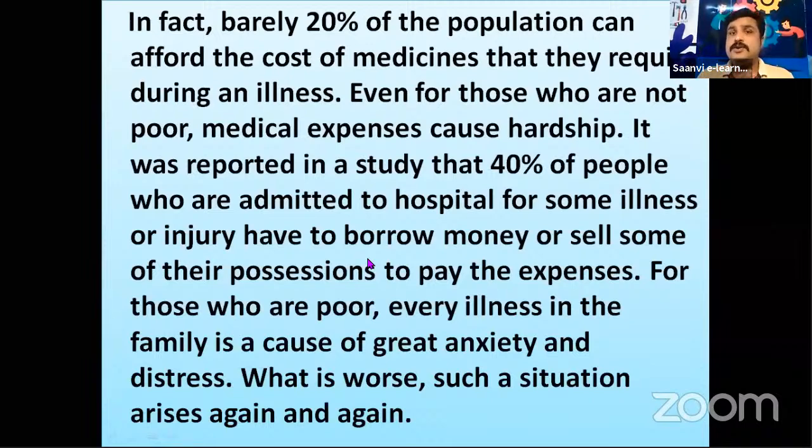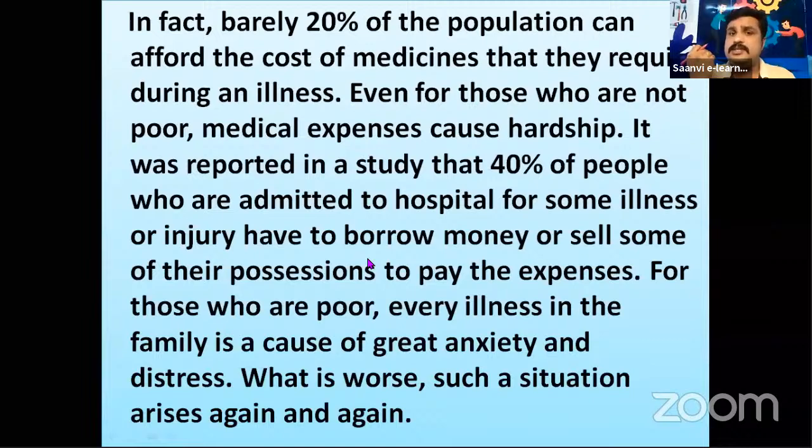So here you see 20% of the population only can afford. What do you mean by affordability? Affordability is the ability to purchase medicines with one's income. So only 20% of the people can afford the medicines. Even for those who are not poor, medical expenses cause hardship.